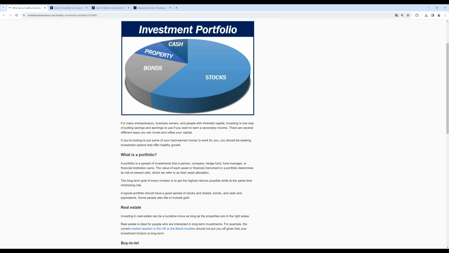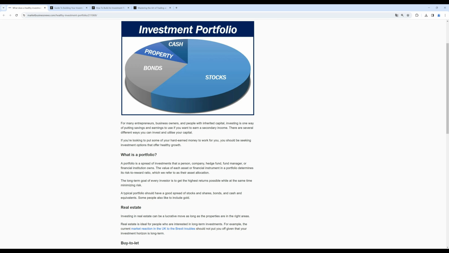As you can see right here, the pie chart describes how you should diversify your portfolio across stocks, bonds, property, and cash. A portfolio is a spread of investments that a person, company, hedge fund, fund manager, or financial institution owns. It's the value of each asset or financial instrument in the portfolio that determines its risk to reward ratio, which is also referred to as asset allocation.